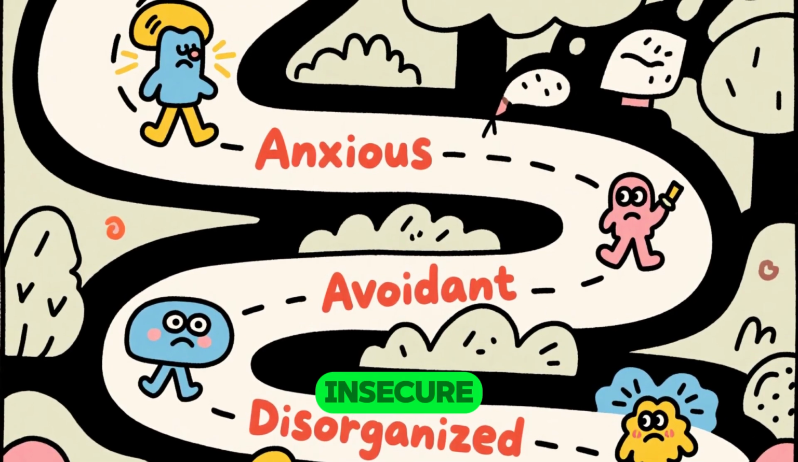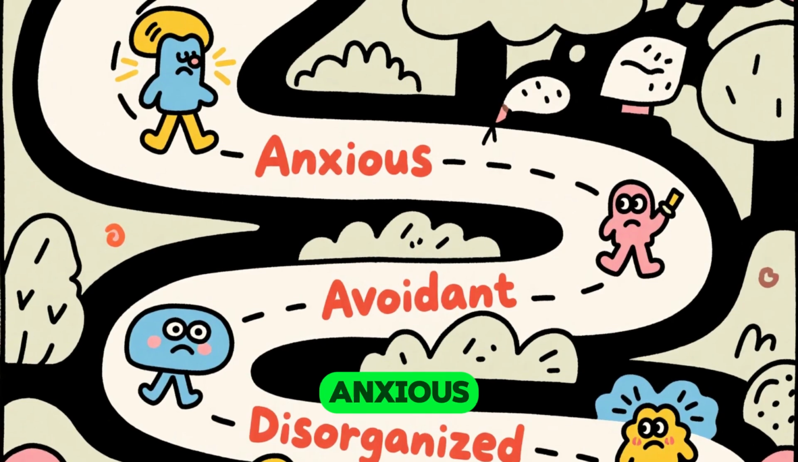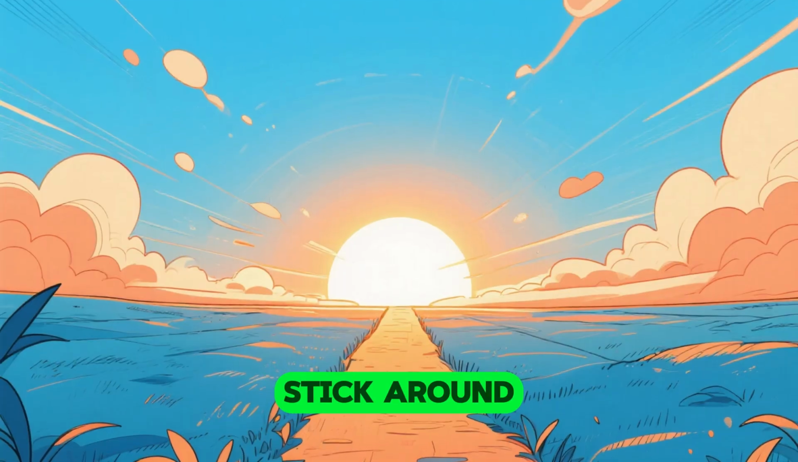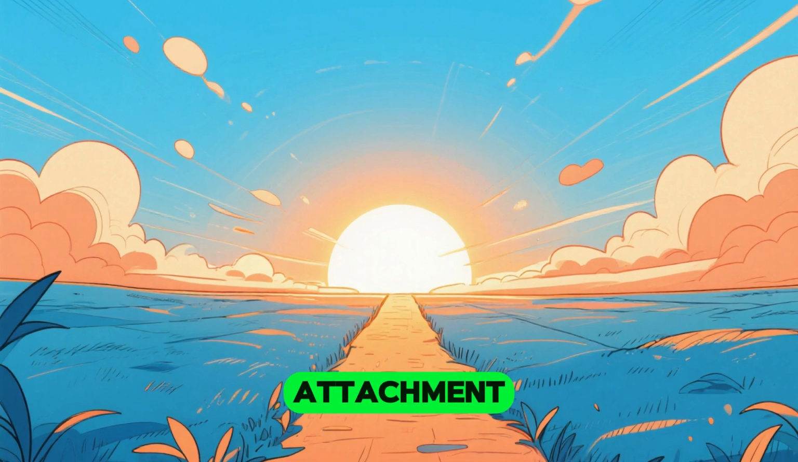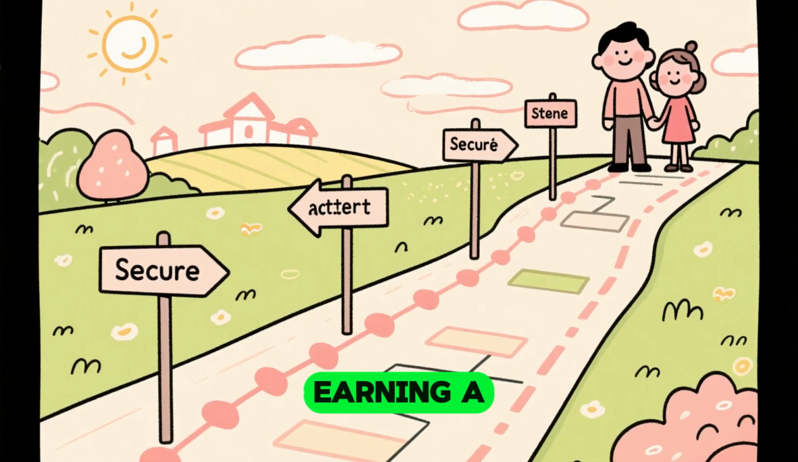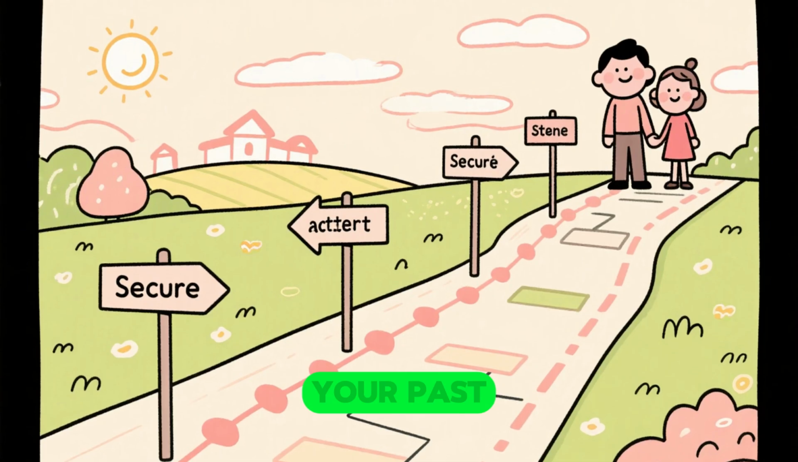We'll break down the insecure attachment styles, anxious, avoidant, and disorganized. And crucially, stick around until the end, because your attachment style is not a life sentence. We'll explain the path to earning a secure attachment, regardless of your past.